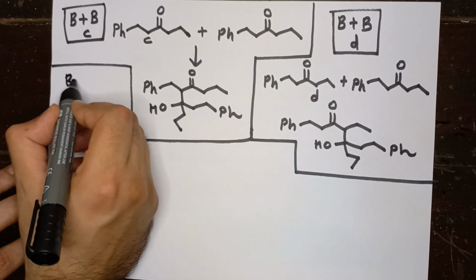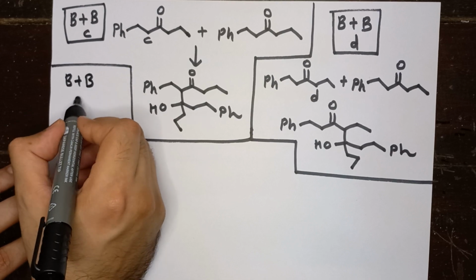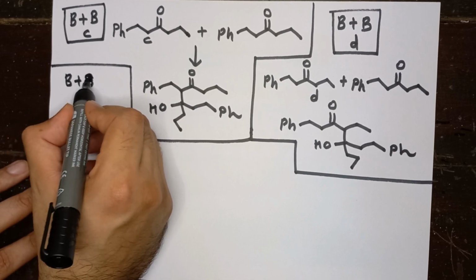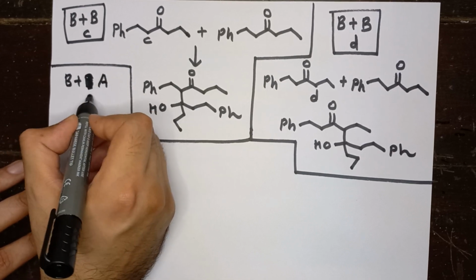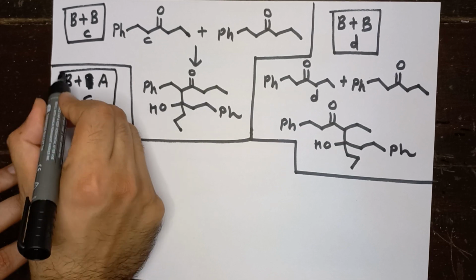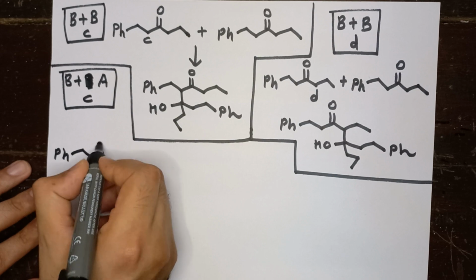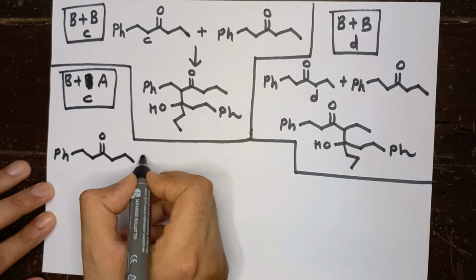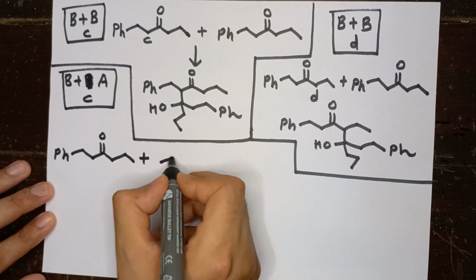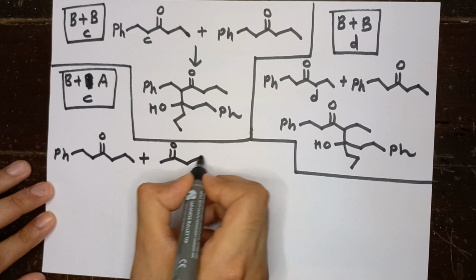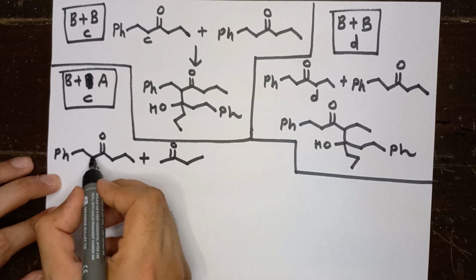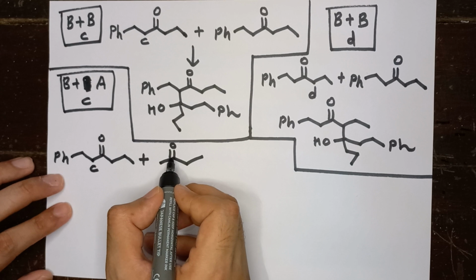Now B can react with A from C side. So this is my B reacting with A from the C side. So connect this carbon with this carbon and the rest will be the same.